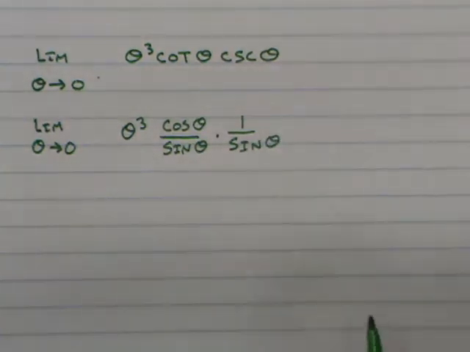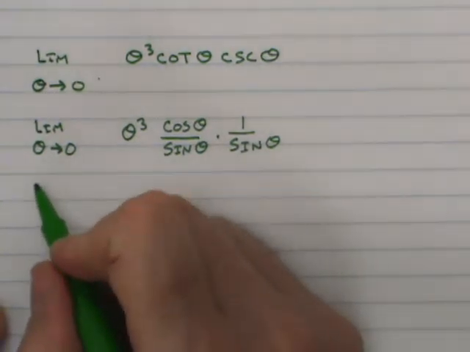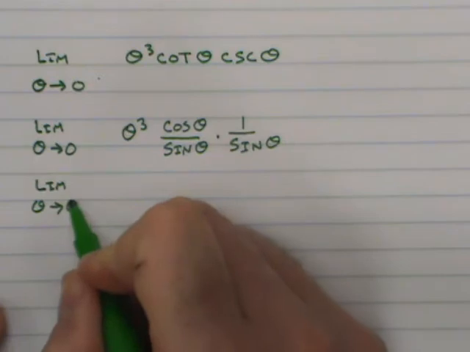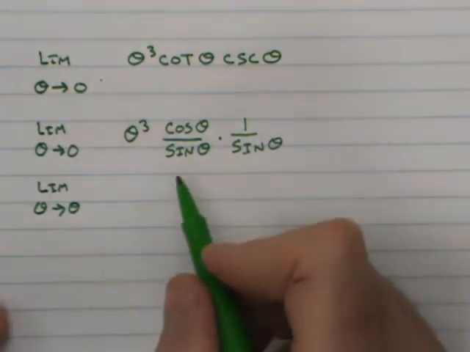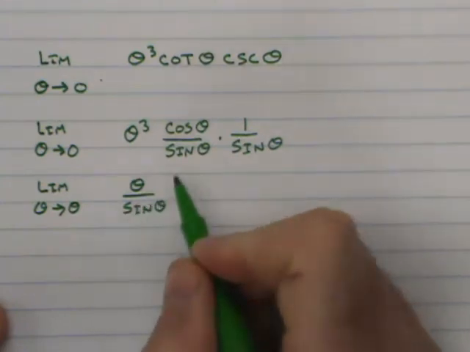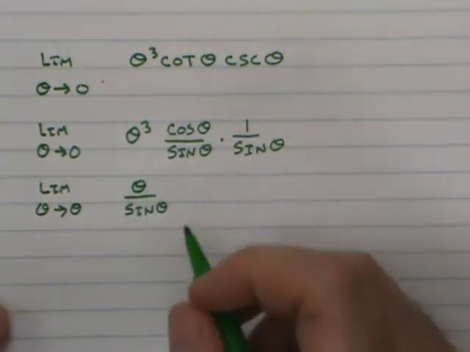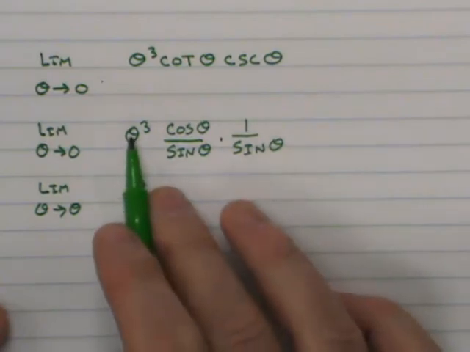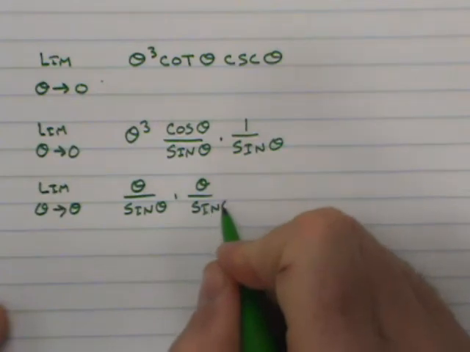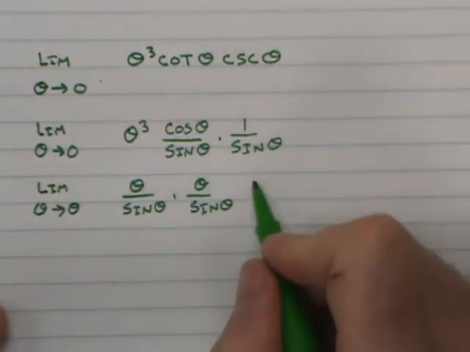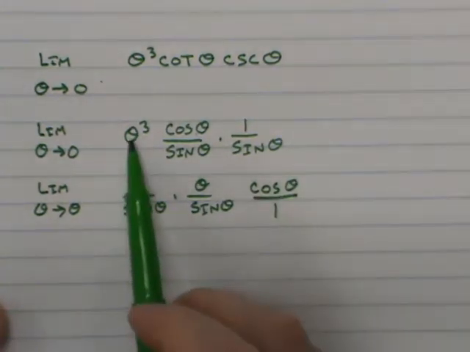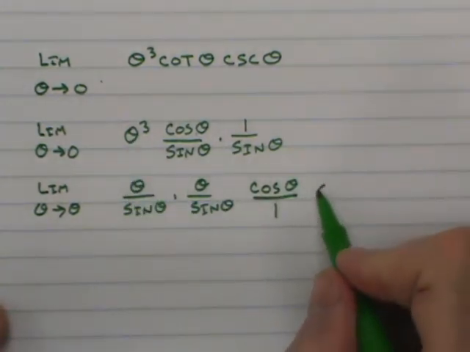From here, I can use the commutative property and regroup, reorganize some of these terms. And so what I'm going to do is say theta over sine theta. I'm just taking one of these thetas, put it over the sine. I'm going to do the same thing here, theta over sine theta. And that cosine theta, I'll leave that as a numerator, but I'm going to put it over 1. And I still have another theta to use, so I'll just put it on the end.